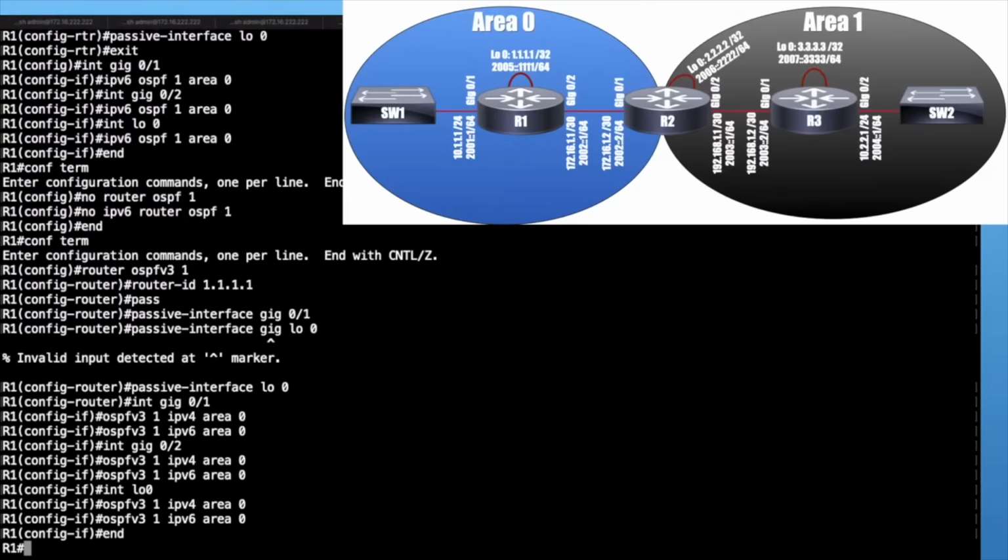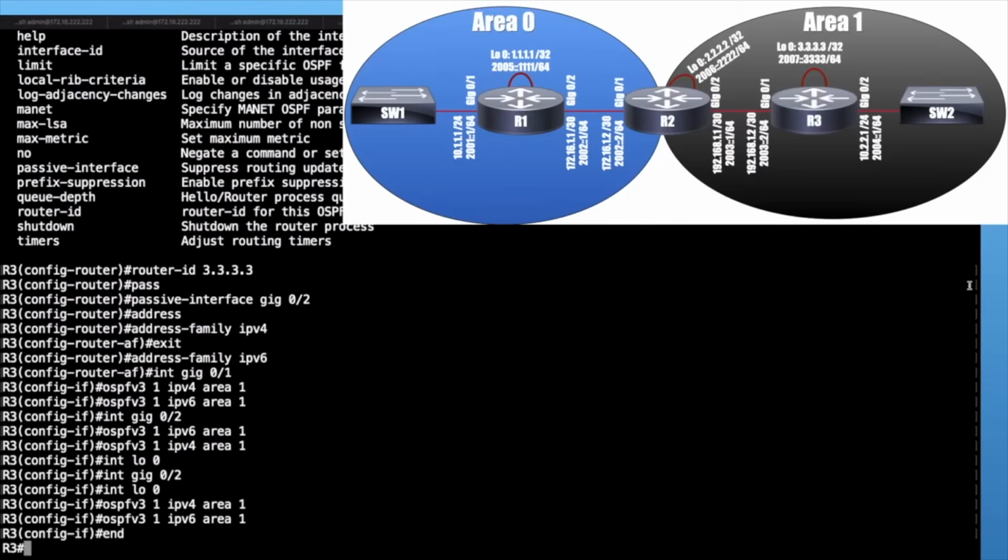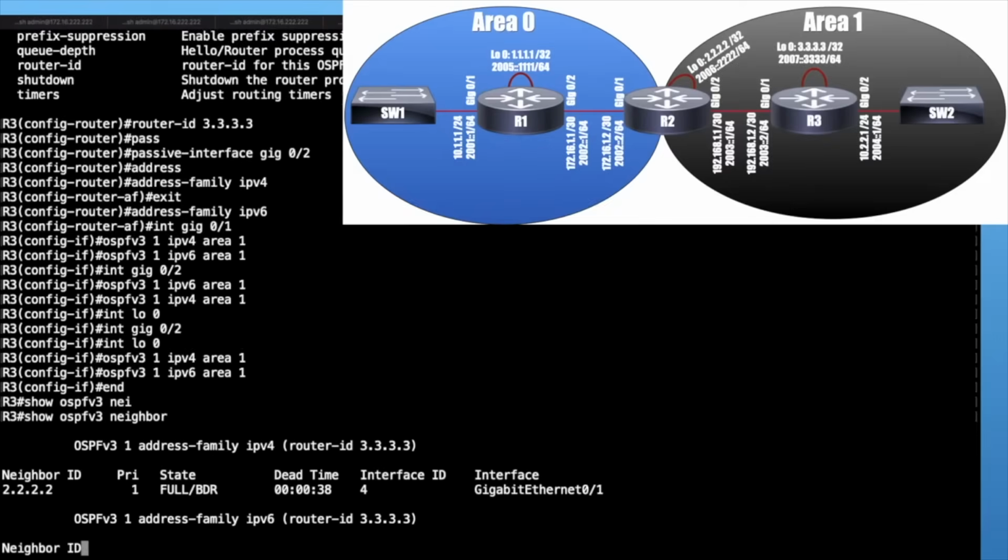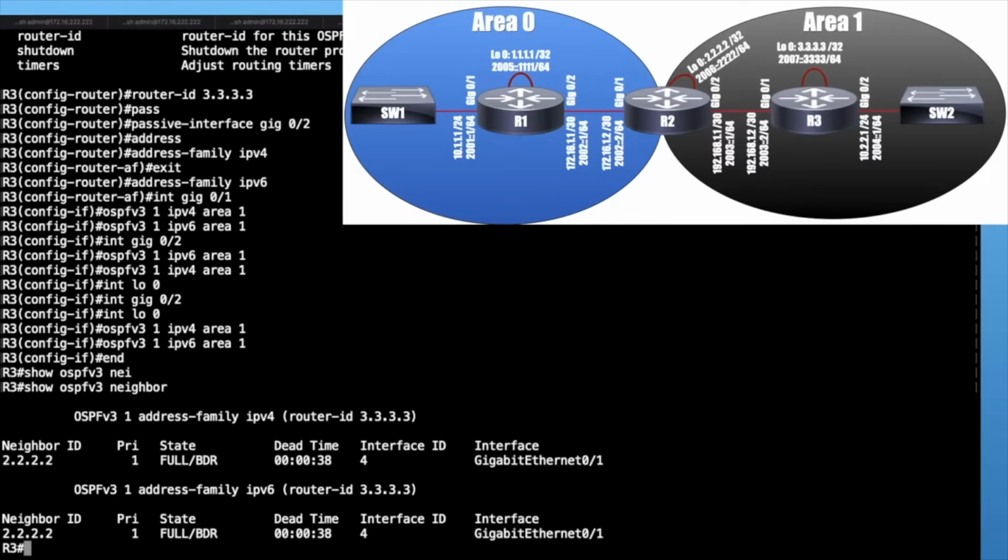Let me go over to router R3 again, and let's do a show OSPF version 3 neighbor. Instead of saying show IPv6 OSPF neighbor, it's show OSPF version 3 neighbor. And notice it shows me my neighbor for IPv4 and my neighbor for IPv6. Let's take a look at the database.